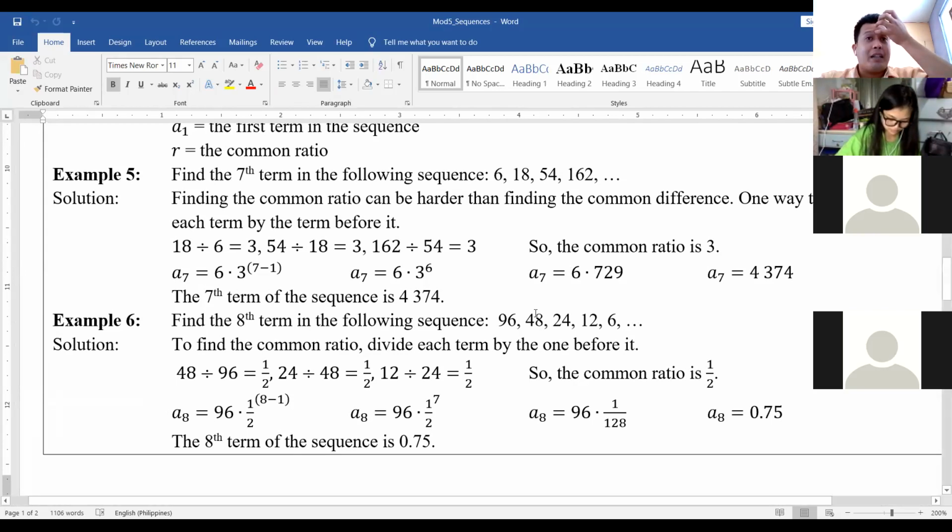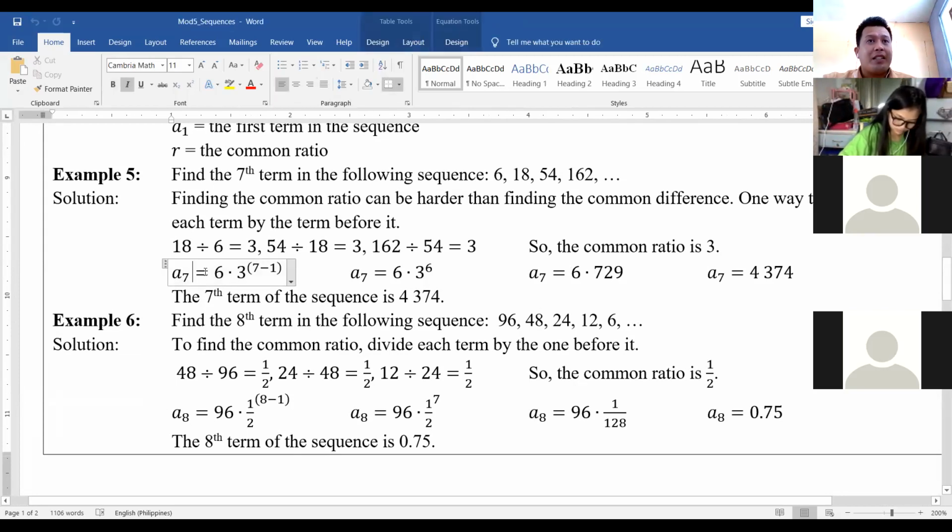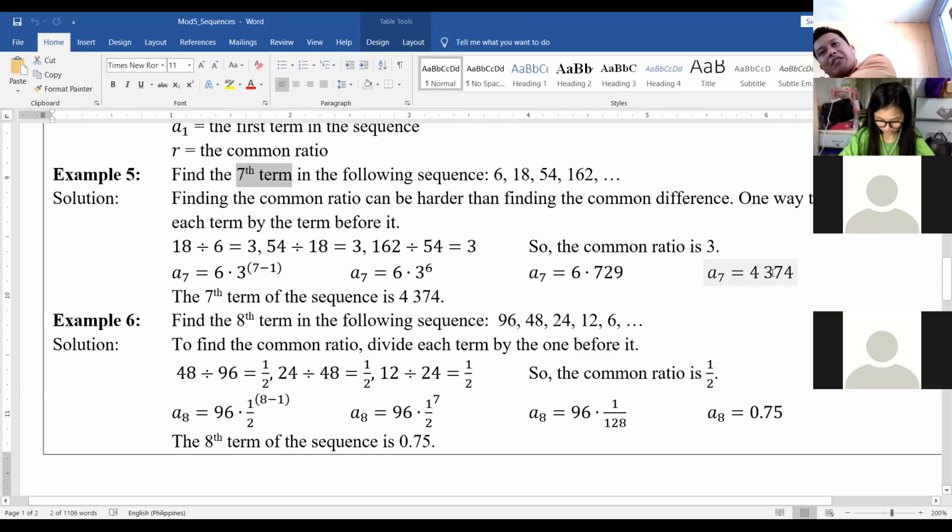To find the seventh term, let's just apply the formula. a sub 7 is equal to the first term, which is 6, multiplied by the common ratio, which is 3, raised to the power of 7 minus 1, since here n is 7 as noted by the seventh term. Simplify it further: 3 to the power of 6 is 729, times 6 is 4,374.